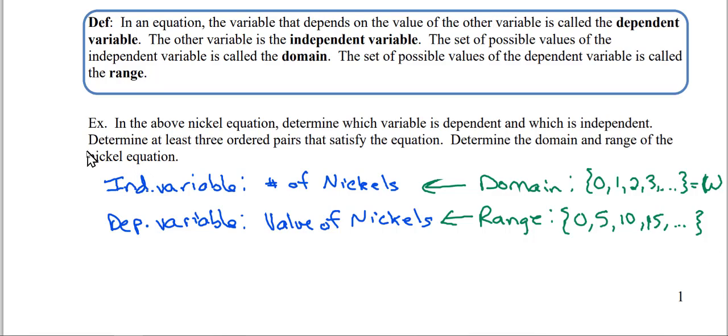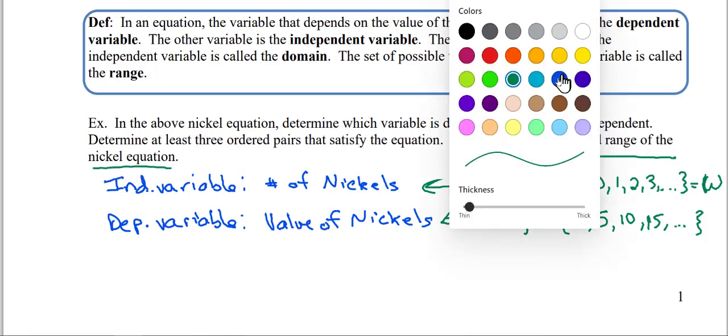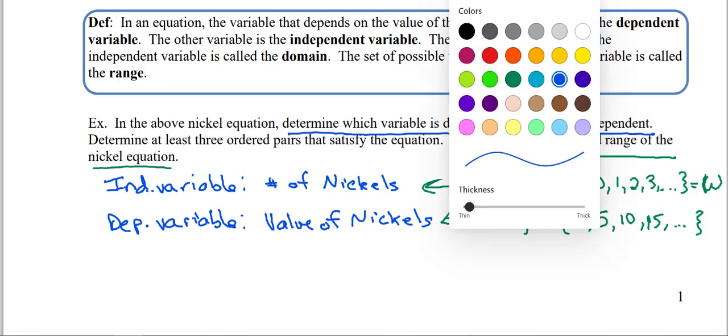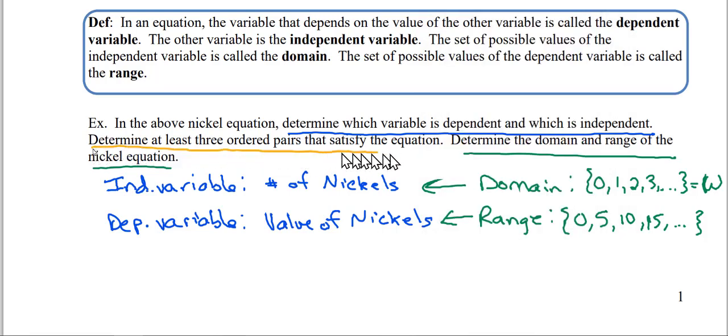This question also asks us, so we did this here in green. We did this part in blue. Let's go ahead and pick a third color here. Let's go orange to answer this question. Determine at least 3 ordered pairs that satisfy the equation. When we have variables like this, we list the independent variable first, the dependent variable second in our ordered pairs. So we had 0, 0, certainly, right? When x is 0, y was 0. We also had 1, 5.